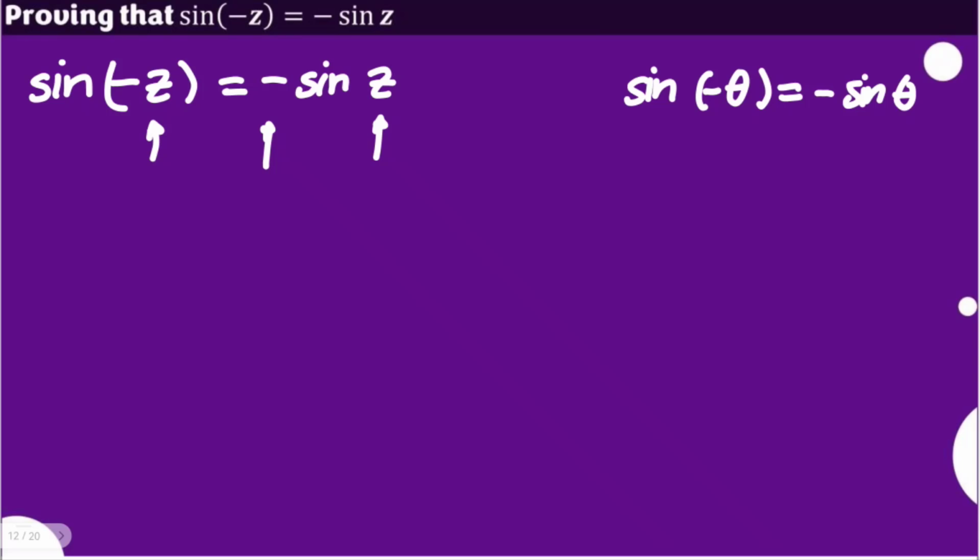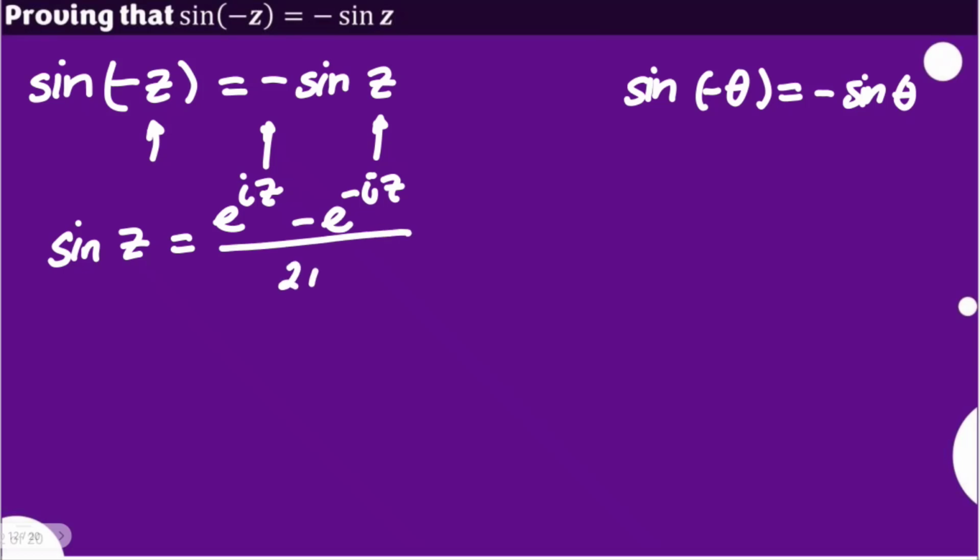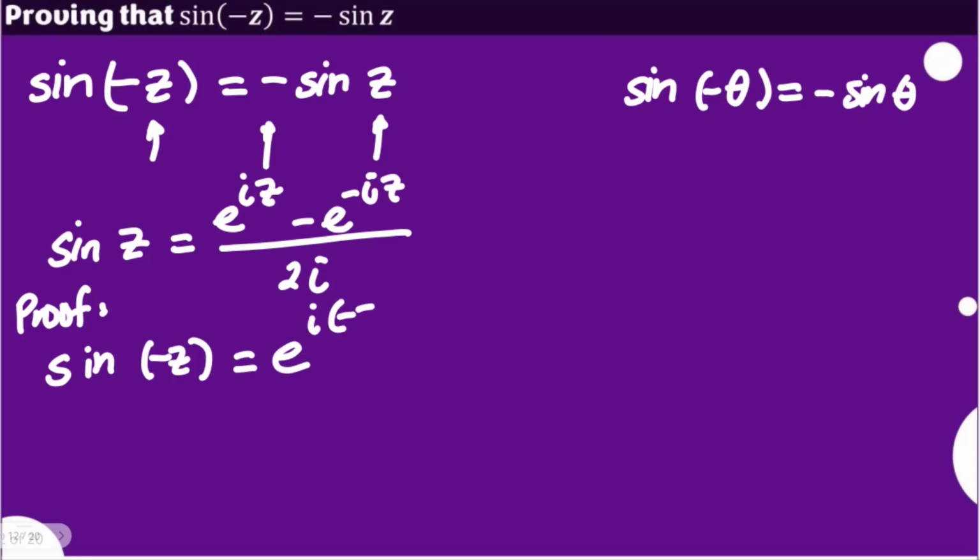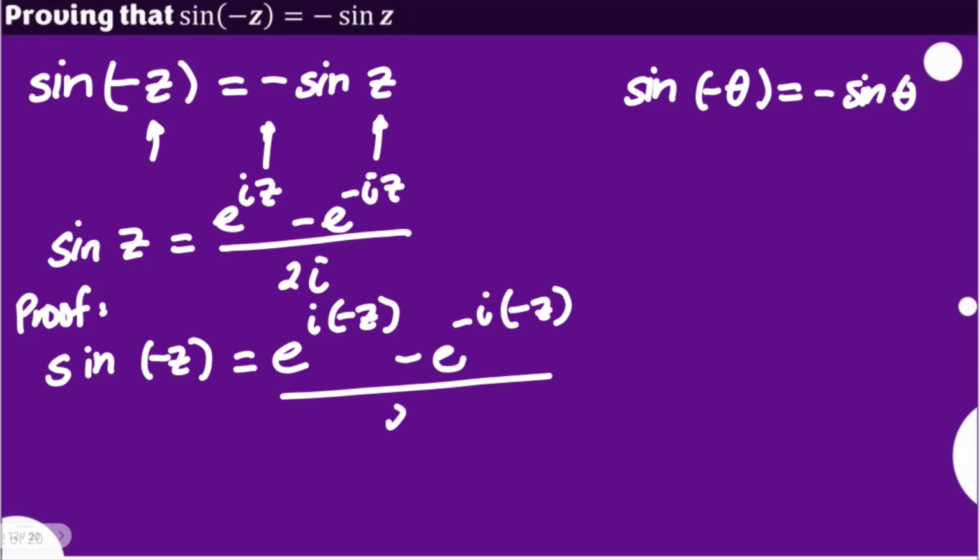Now, we're going to show that this is true. We know that sine z is expressed as e to the power of iz minus e to the power of negative iz all over 2i. So if we plug in here, this is the proof. If we have sine of negative z, that would mean we will have e to the power of i times negative z minus e to the power of negative i times negative z, all over 2i.